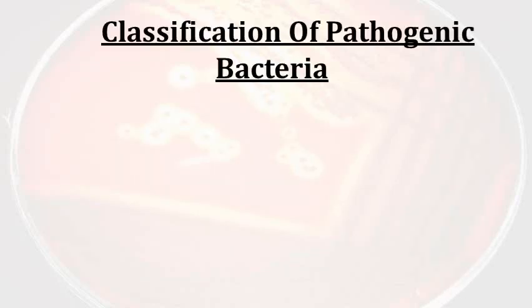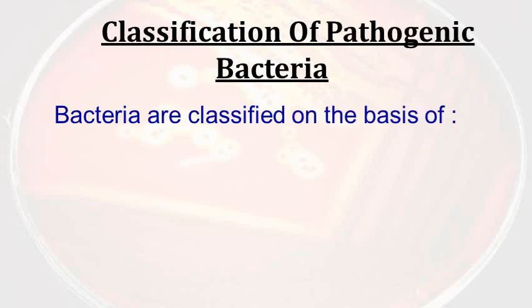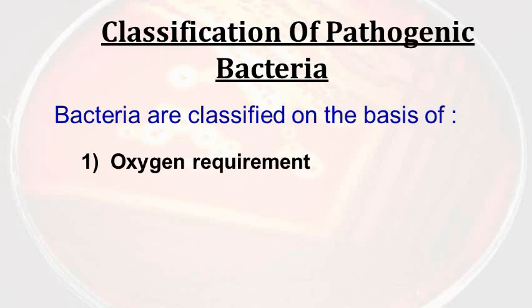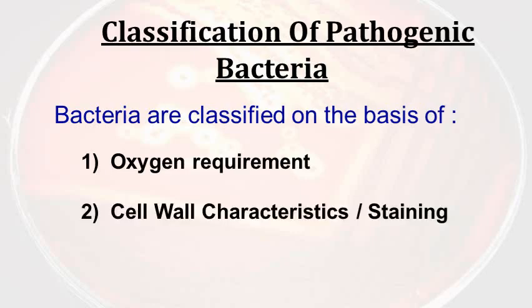In battle, it is necessary to understand the enemy which we are fighting with. So let's understand pathogenic bacteria with their classification. Bacteria are classified on the basis of two criteria. The first one is the oxygen requirement for survival, and the second criterion is the characteristic of the cell wall.